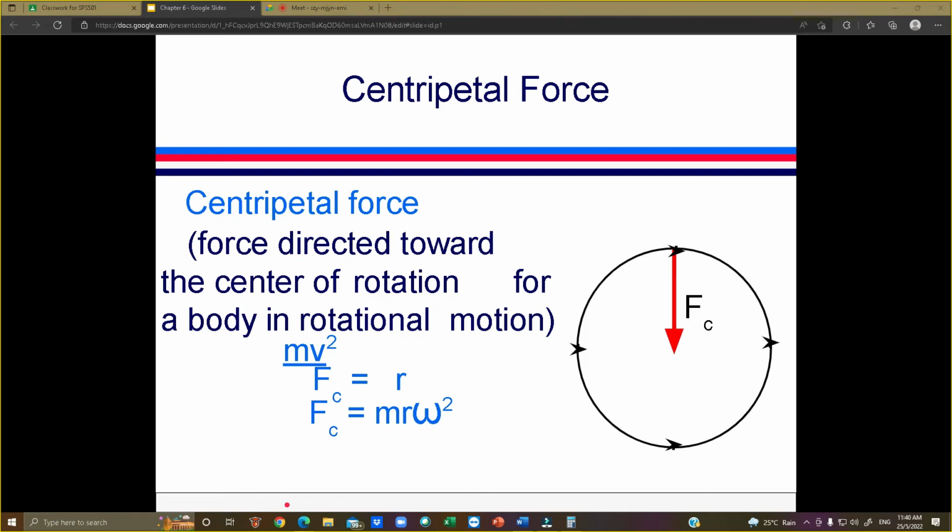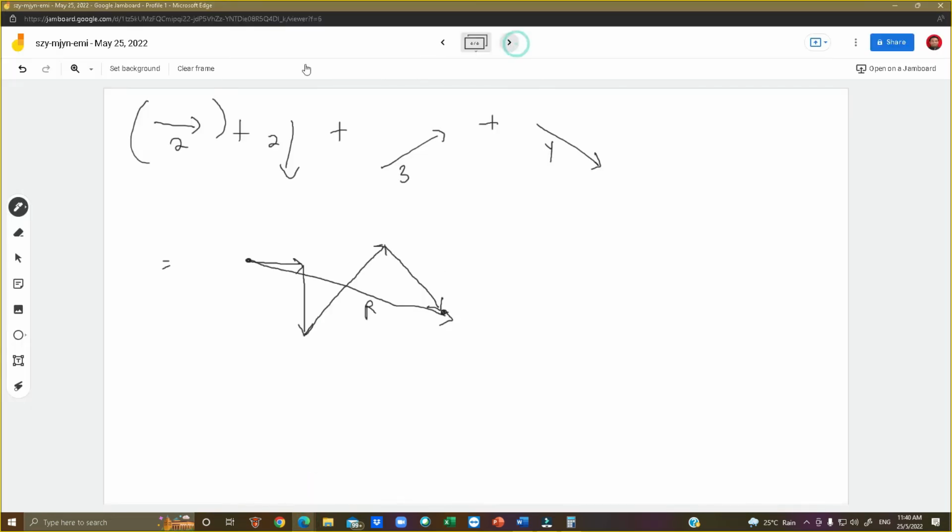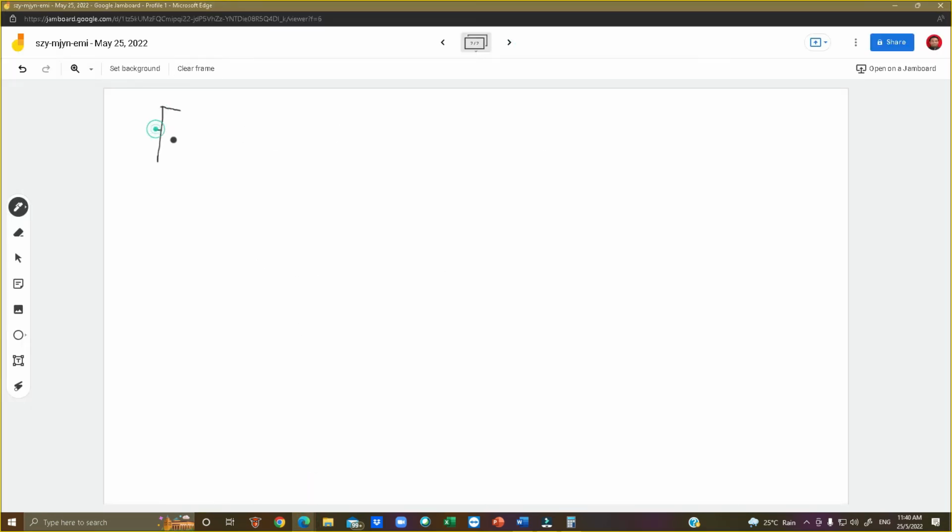Ada? Tak ada? Tak nak ada? Tak ada je. Okay, ni MV square, ni dekat atas R. Okay, bergali lah. Centripetal force is this one. FC equals to MR square over... MR pula, MV square over R. Sekejap.